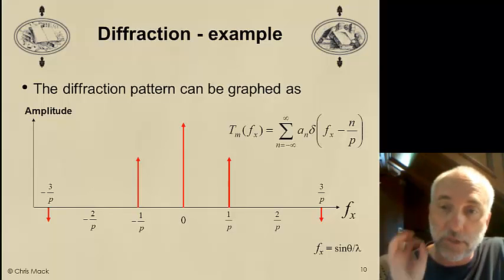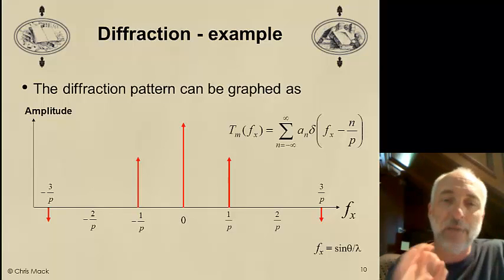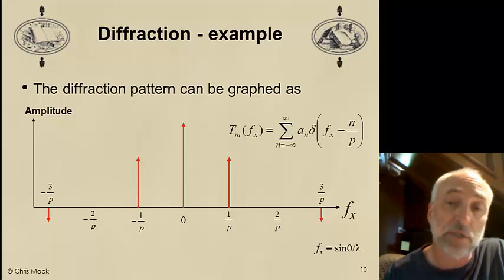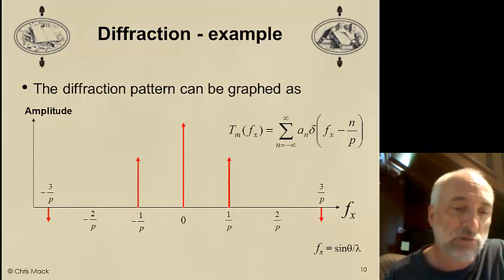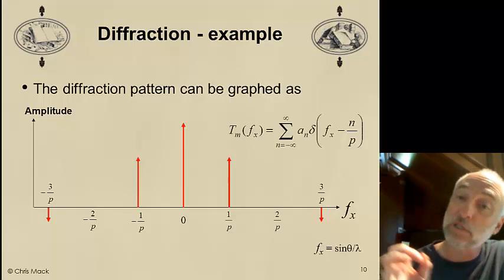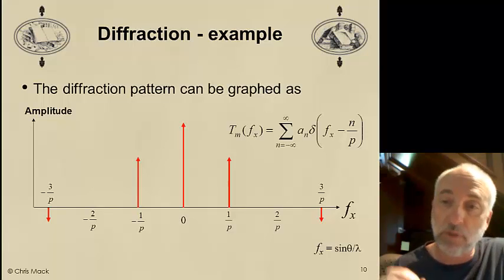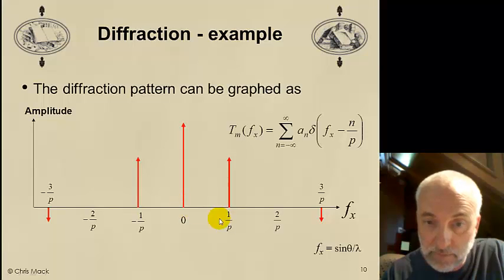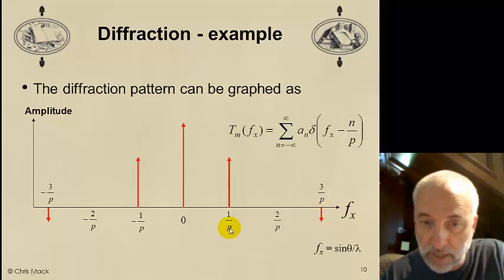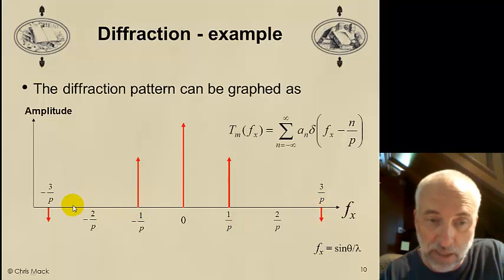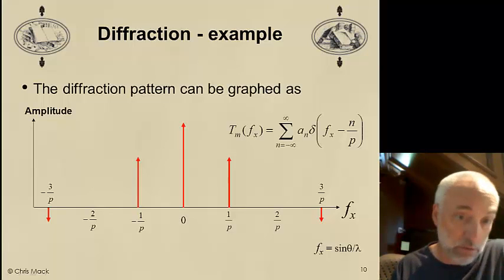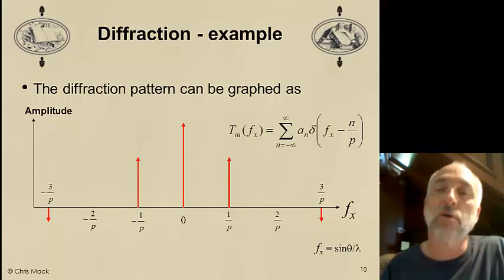I get a delta function for every time I get constructive interference. That is, I get a point of light whenever I have constructive interference. According to Bragg's condition, constructive interference occurs whenever the spatial frequency is a multiple of 1 over the pitch. So I get a 0 order of light, first order of light, second order of light, third order of light, minus first order, minus second order, minus third order. Now notice that the even orders, the +2 and the -2 orders, have 0 amplitude.